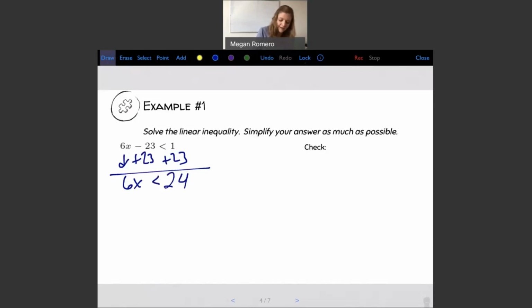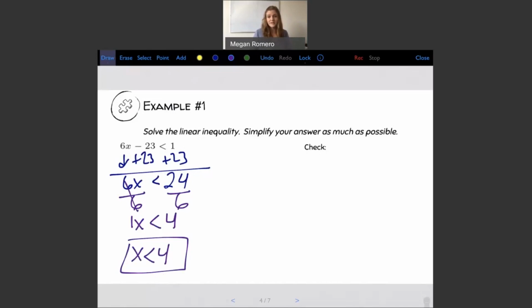And so to get x by itself, 6 times x, we divide both sides by 6. 6 divided by 6 is 1, so this is just 1x or x. We don't need to change the inequality sign since we didn't multiply or divide by a negative. And 24 divided by 6 is 4. So in this case, our answer is x less than 4. That whole thing is important because when we talk about x less than 4, it can be 3, 2, 1, negative 100, anything that is less than 4.